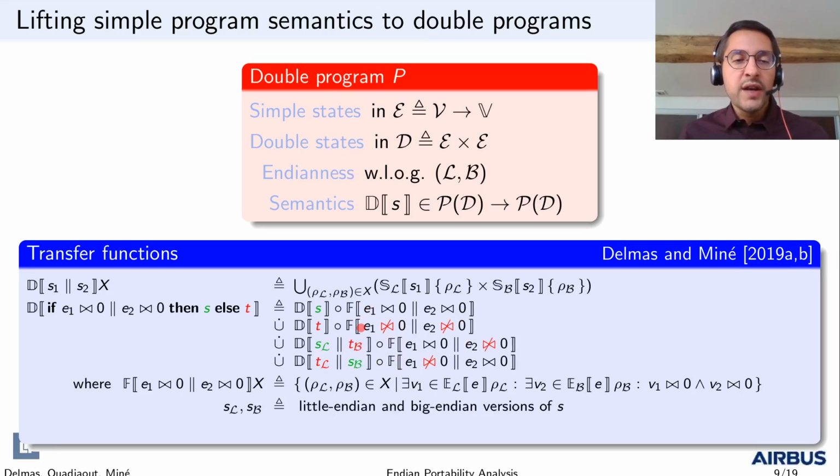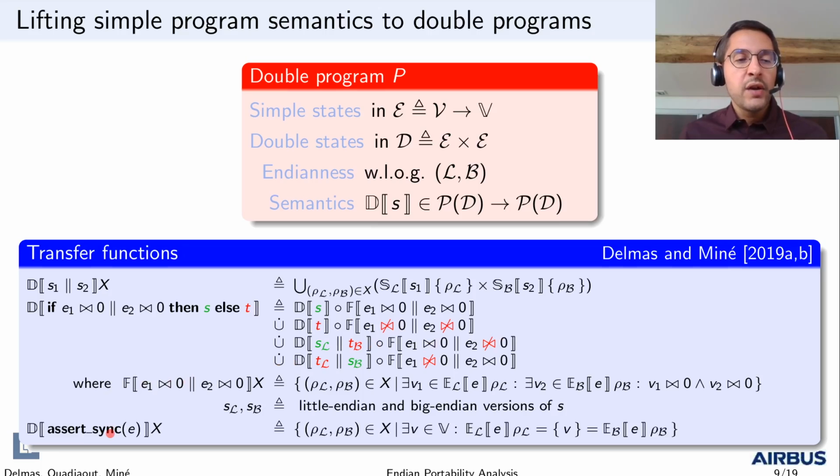The two last cases are unstable tests. For instance, here we compose the little Endian version of the then branch filtered by the condition with the big Endian version of the else branch filtered by the negation of the condition, and this is a dual case. The semantics of the assert statement simply filters away any double memory which might disagree on the evaluation of expression E. In this case, an alarm is raised. This is not represented in the semantics for conciseness. The semantics of further statements is defined by standard induction on the syntax.